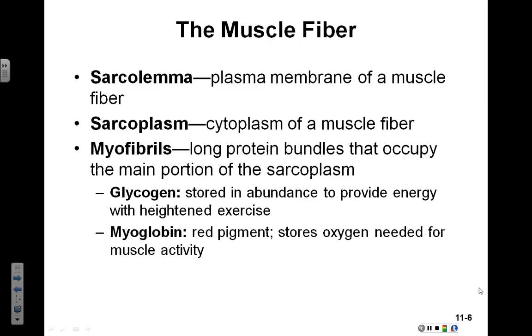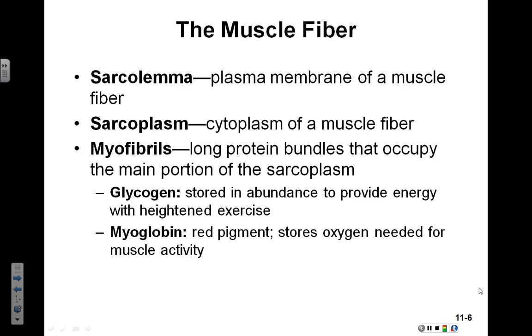So these are organelles of a muscle cell or a muscle fiber that you need to be familiar with. As I stated before, the sarcolemma is the plasma membrane around the cell. The sarcoplasm is the cytoplasm. A cytoplasm is found in a plant or an animal cell, which you should have talked about when you took Biology 103, but over here we call it a sarcoplasm.